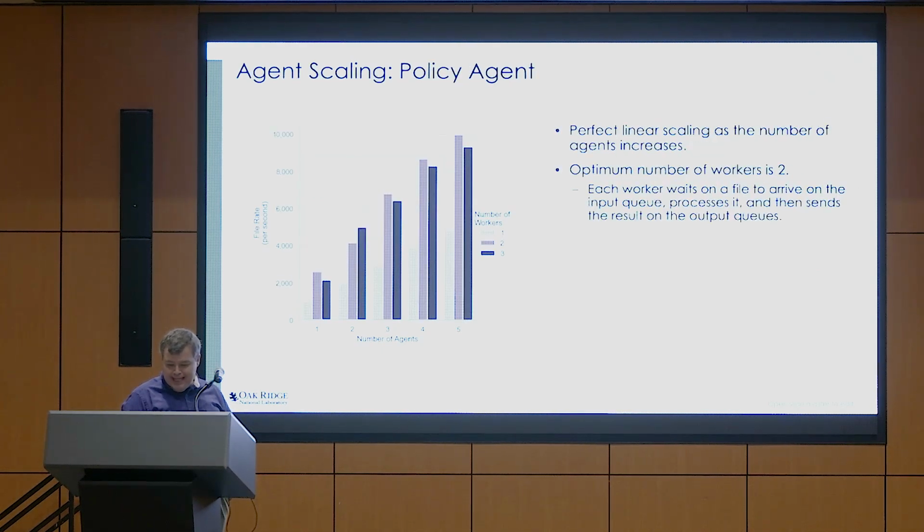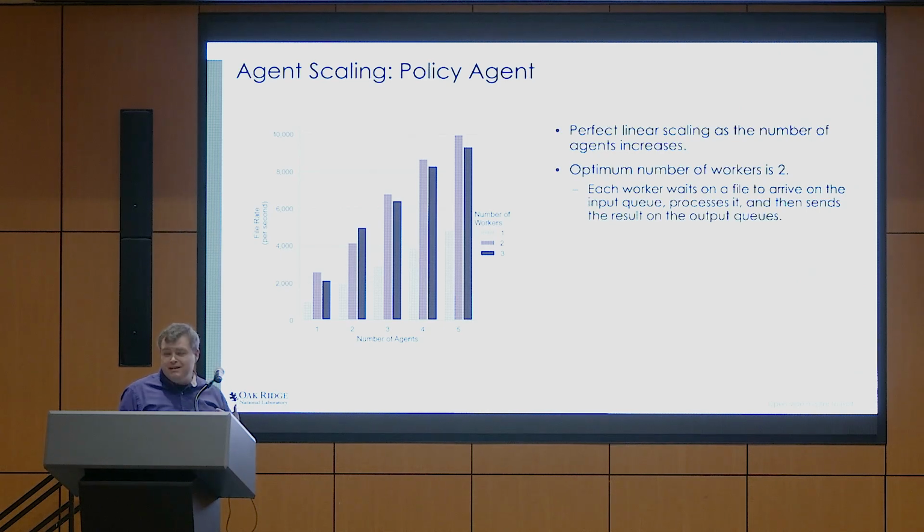Moving on to the policy agent, you can see once again we have the same type of bar graph. The x-axis is the number of agents grouped with the number of workers, and the file rate being processed, so that's decisions being made by the policy on each file. We also have near perfect linear scaling again, although we have seen in our runs that the ideal number of workers, which in this case is just separate coroutines running in the same space, seems to be the optimal number.